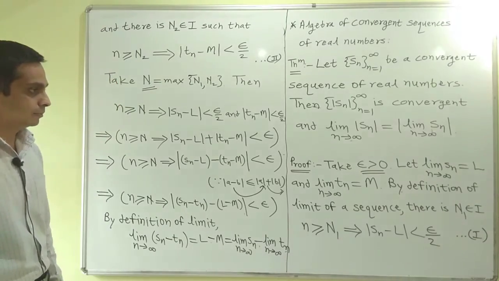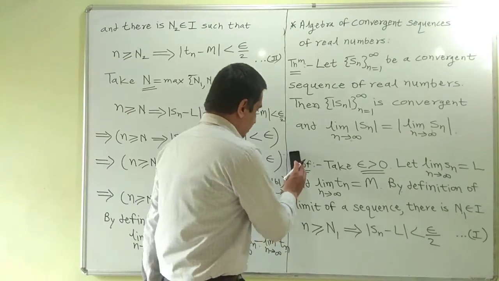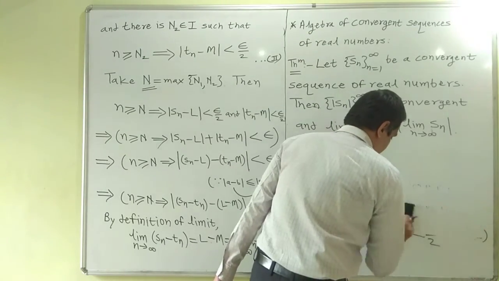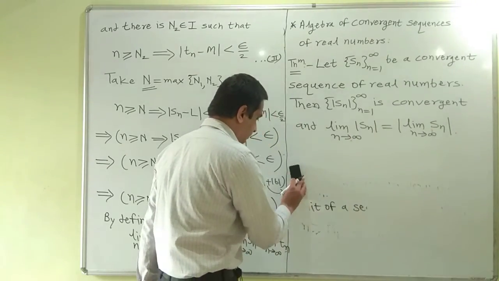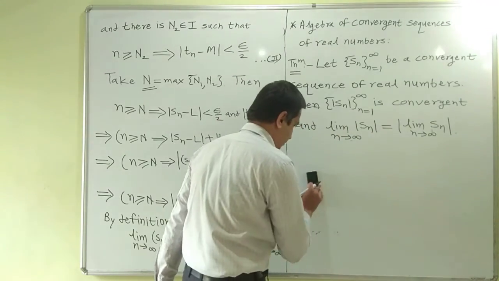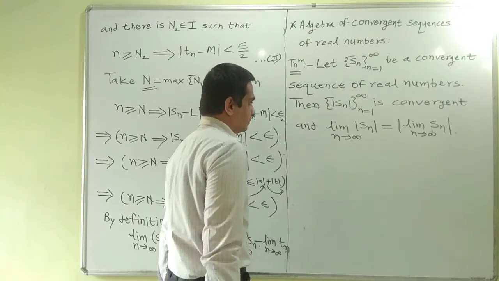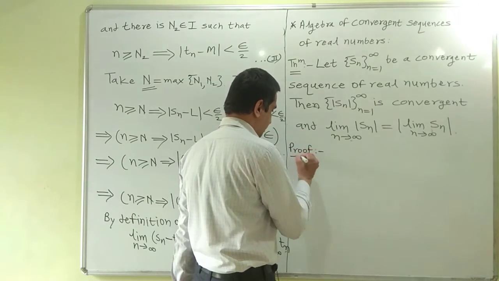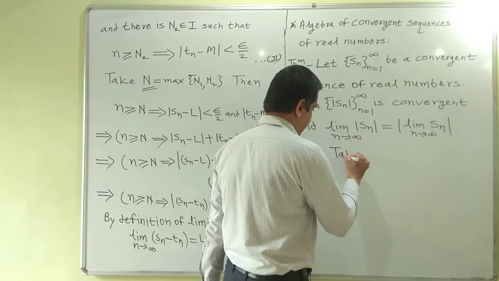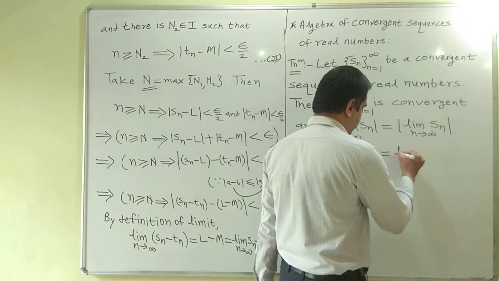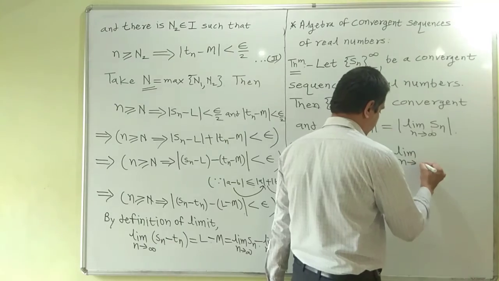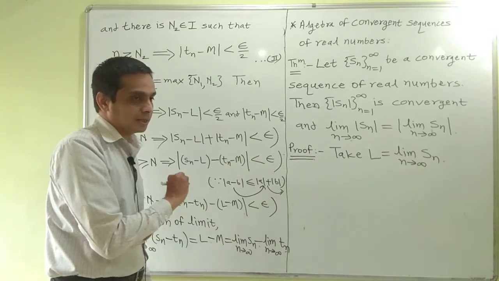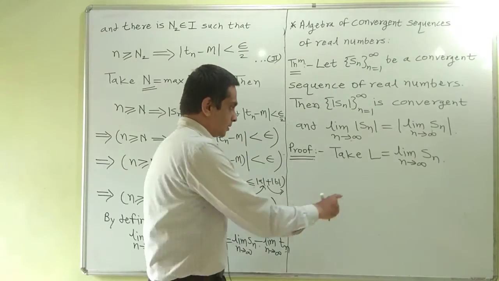Proof. We give a direct proof here. What is a direct proof of a conditional statement? We have to prove P implies Q. What is P? P is the statement that L is equal to limit of Sn, so take L equal to limit of Sn, and the statement Q is limit of |Sn| is |L|. So we begin with this.